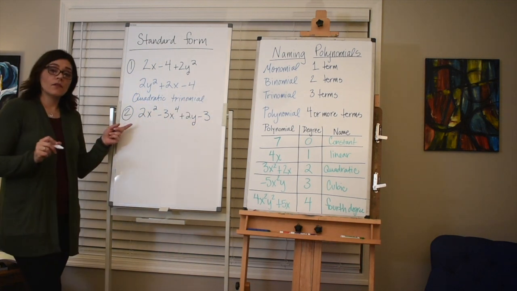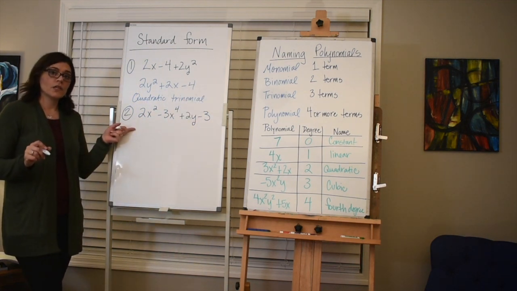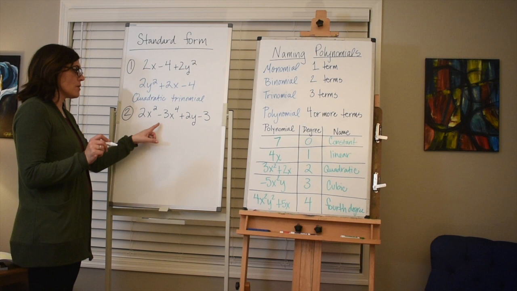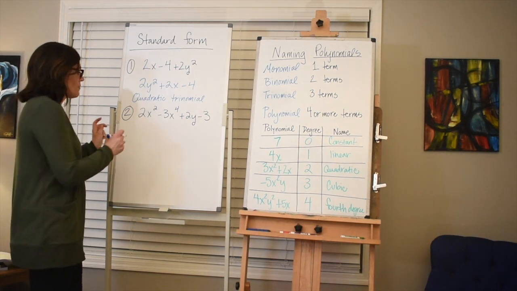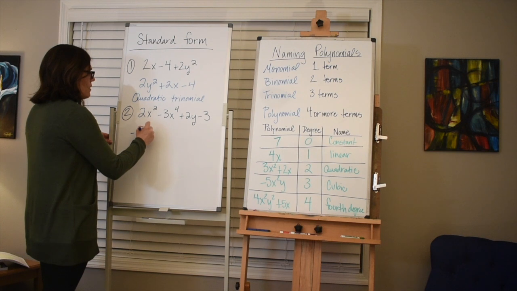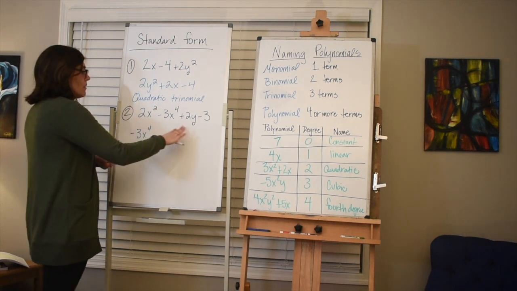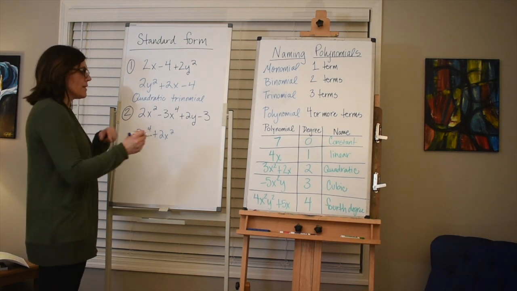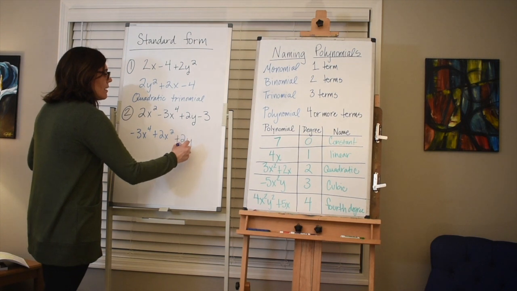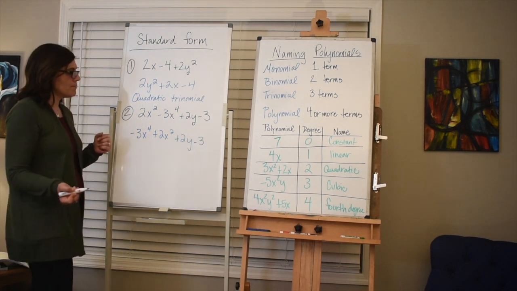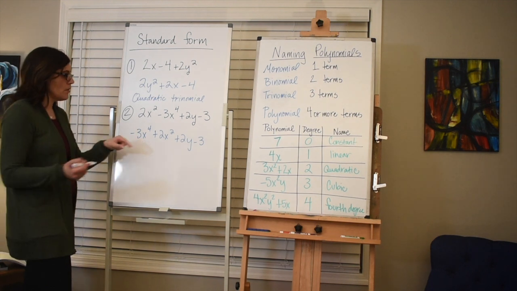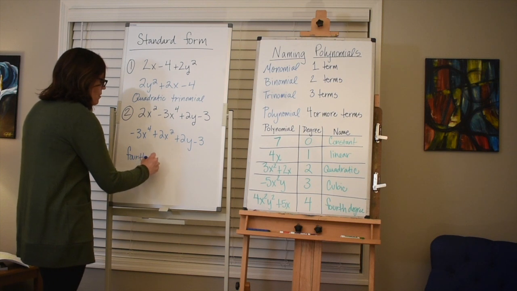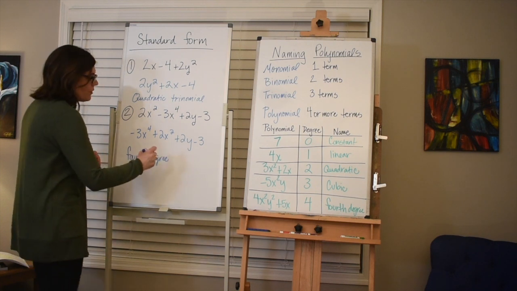This would be a good spot to pause the video, see if you can do this one on your own, quiz yourself. The first thing you want to ask yourself is, what's the highest variable term? It would be negative 3x to the 4th power. And then I'm going to go in descending order. So 2x squared, my y term plus 2y, minus 3, and I'm done. And if I were to name this, it would be a 4th degree polynomial.